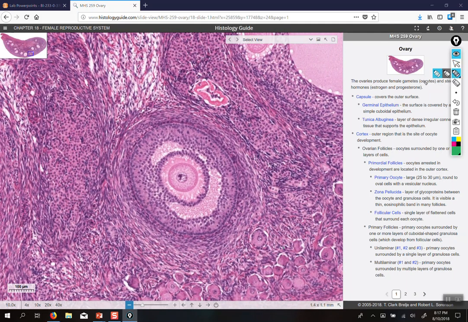So for a secondary follicle, you're going to see a thicker granulosa cell layer. And you're also going to see an antrum. This is filled with fluid. And you can see the zona pellucida, which is this thick pink band, as well as the corona radiata, which are the cells that directly surround the oocyte. So this is the corona radiata. So that's a secondary follicle.